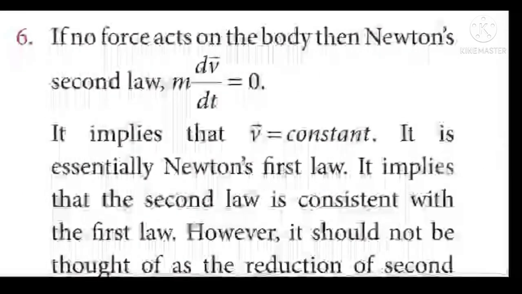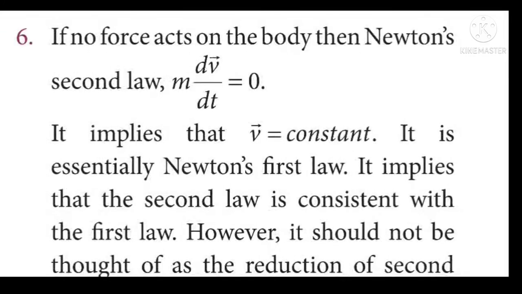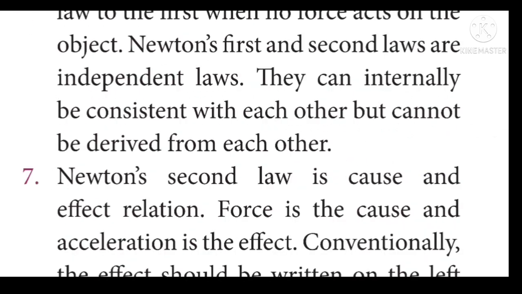Next point. If no force acts on the body, then Newton's second law will become m into dv vector by dt is equal to 0. It implies that v vector is equal to what? Constant. When we differentiate constant, we will get what? 0. From this, it is understood that Newton's second law is consistent with the first law, which means that Newton's first and second laws are independent laws. They can internally be consistent with each other but cannot be derived from each other.